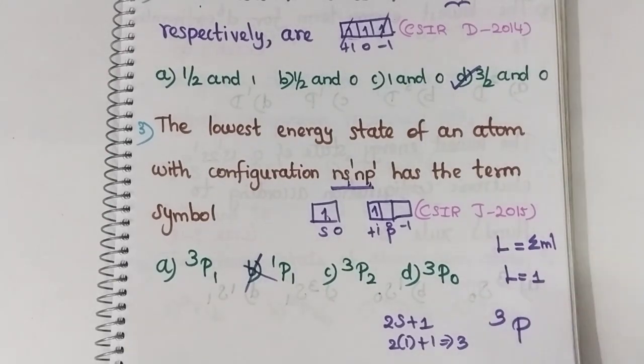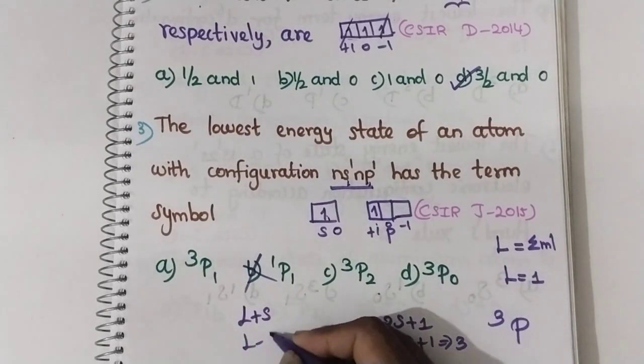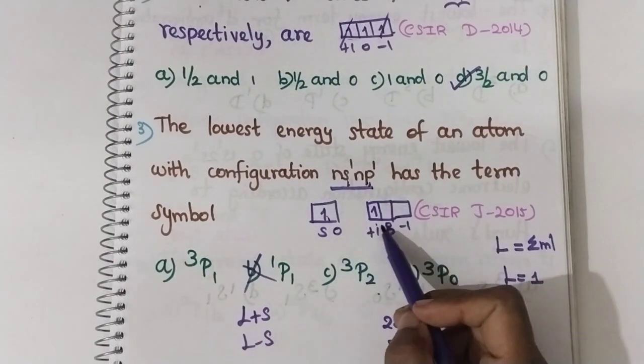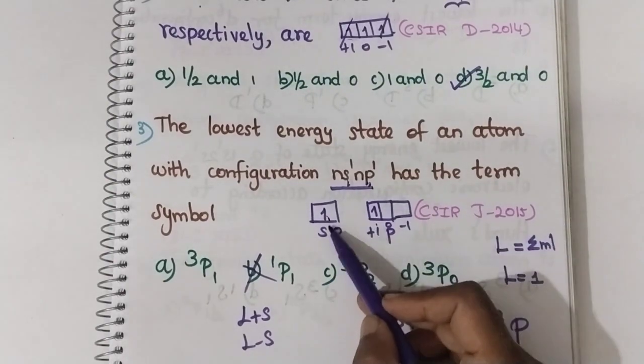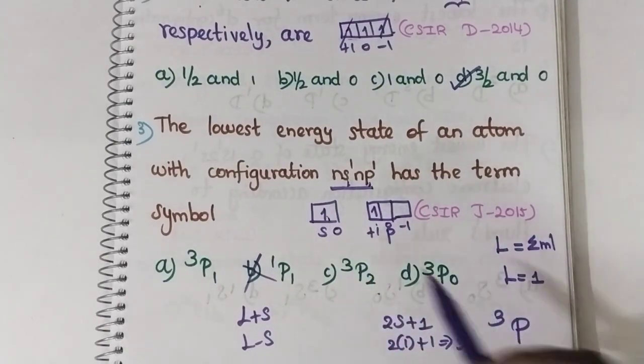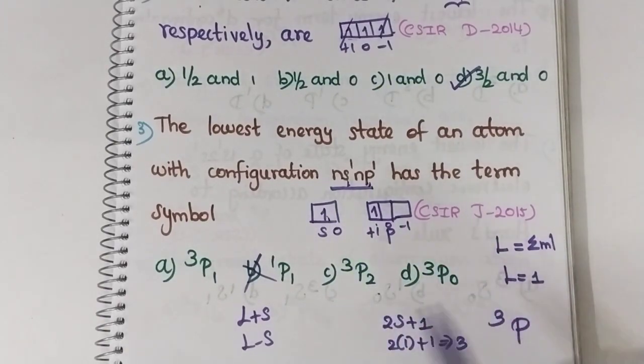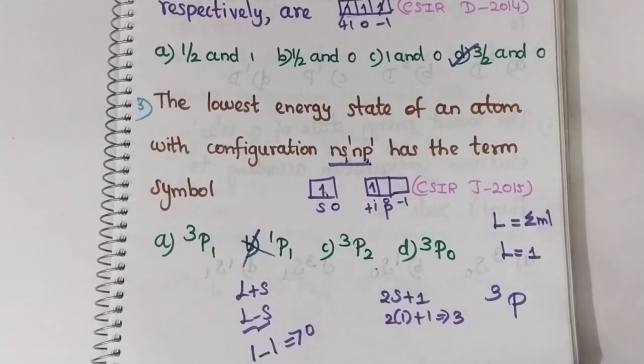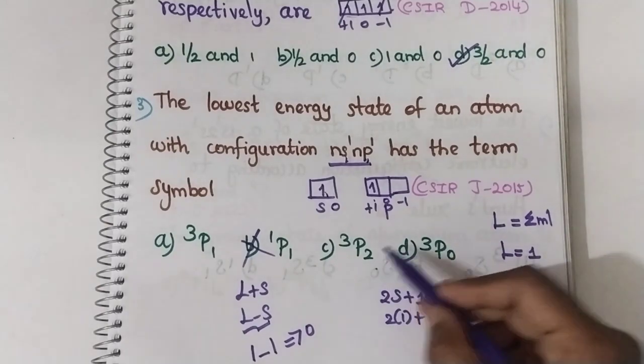Now you have to find out the J value. In order to find out the J value, what's the formula? L plus S for half filled or more than half filled, and L minus S for less than half filled, right? In this case, it is less than half filled, because the p orbital is not completely filled and the s orbital also has only one electron, right? So the L minus S formula you have to use. L value is 1 and S value is also 1. So L minus S will be 0. So the option will be 3P0.